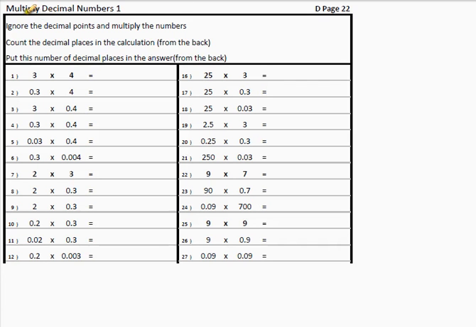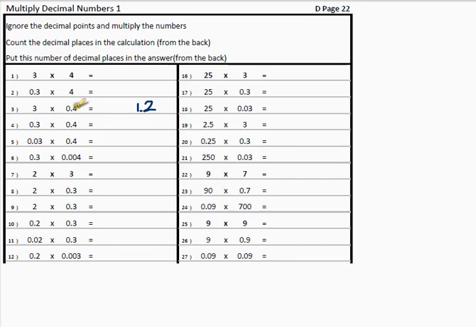We are moving to multiplying decimal numbers, which isn't 10 and 100, where you can't just move the point. How will we do this? Ignore the decimal points and multiply the numbers. Then you will count the decimal places in the calculation and put the same number of decimal places in the answer. Okay, let's look here at number 3. We're going to say 3 times 4 is 12. And then we think there's one number after the point, so we need one number after the point, so my point goes there.